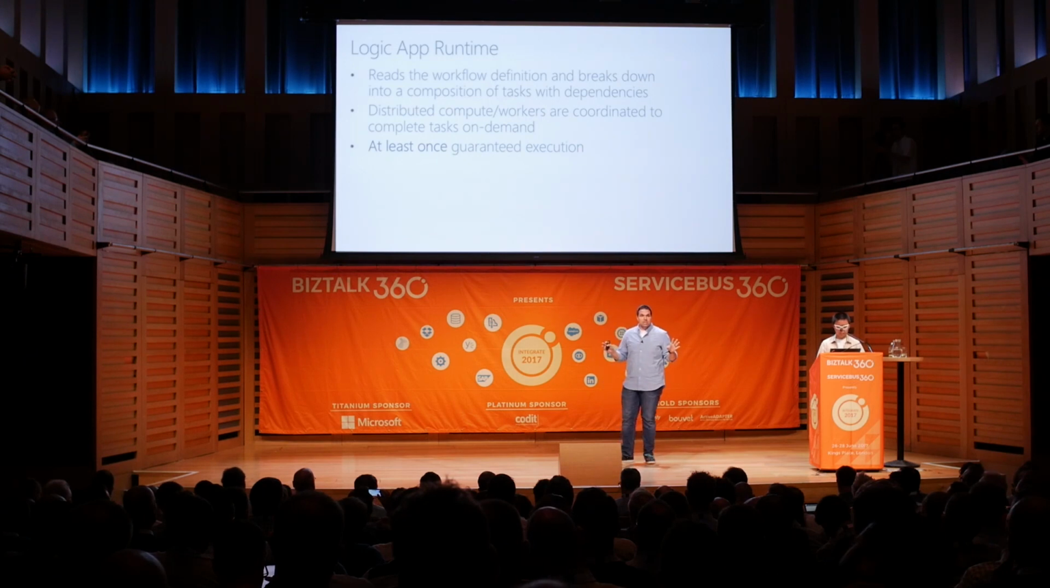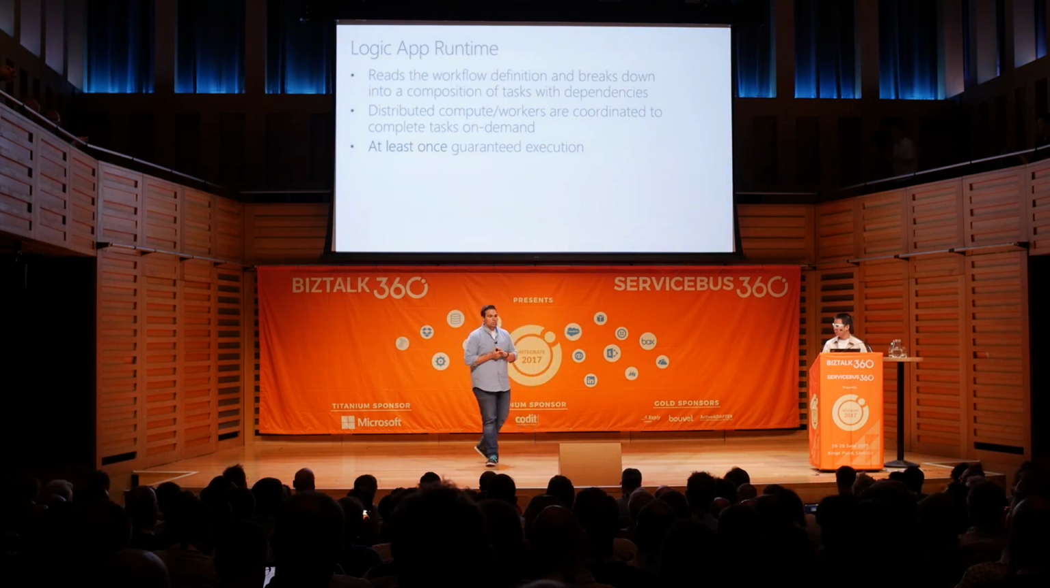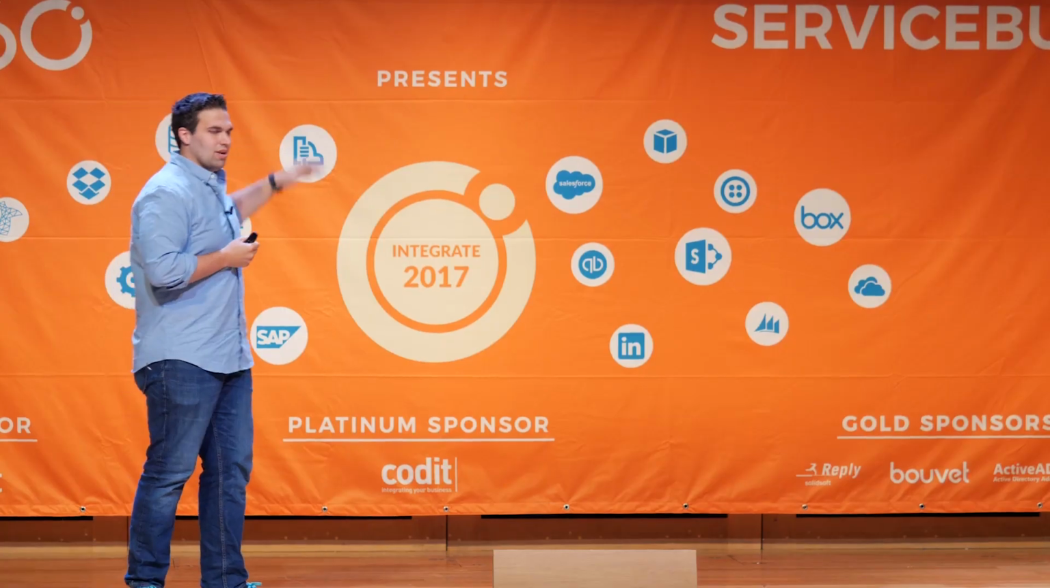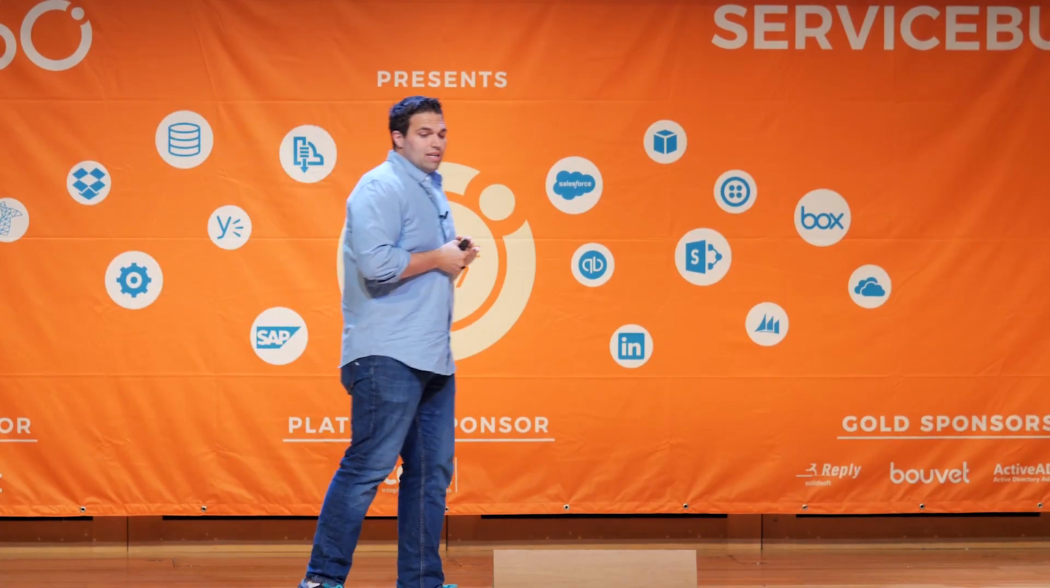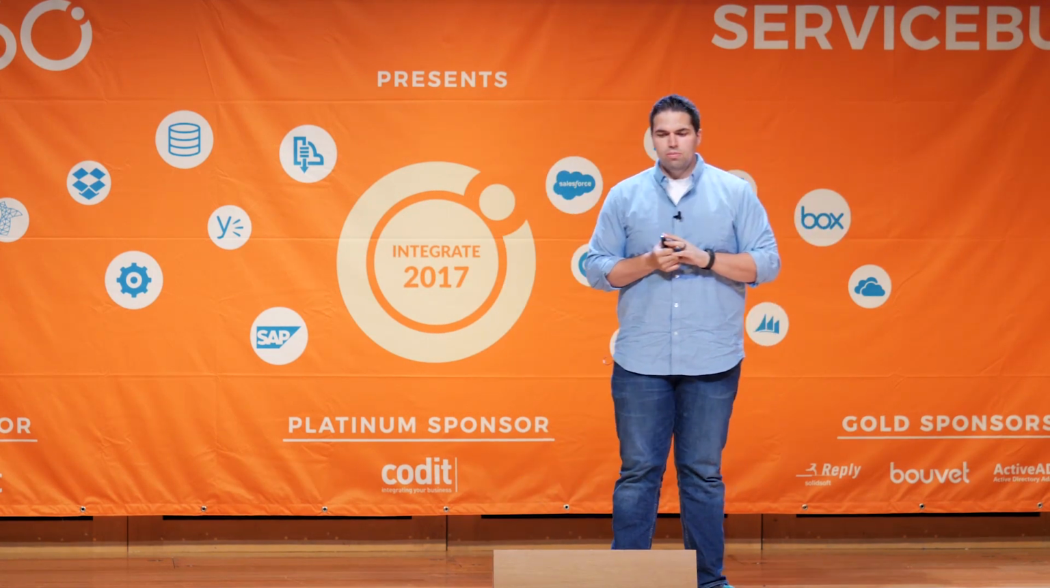In the vast majority of the time, that's what happens. But we'll see as I break into this later, you do have at least once guaranteed execution and not only once guaranteed execution. But we do guarantee you will at least get one execution. There is no active thread management. Since this is distributed, we're really just assigning tasks in a distributed model.